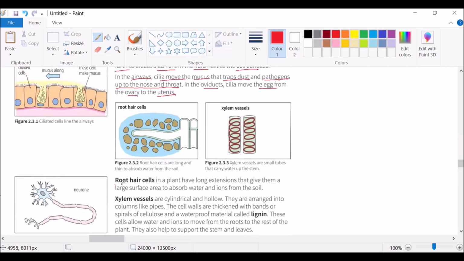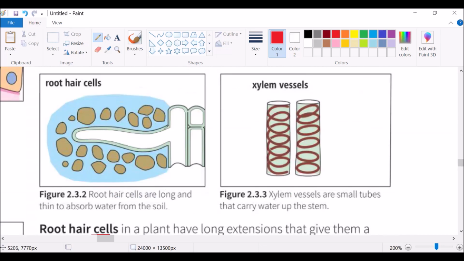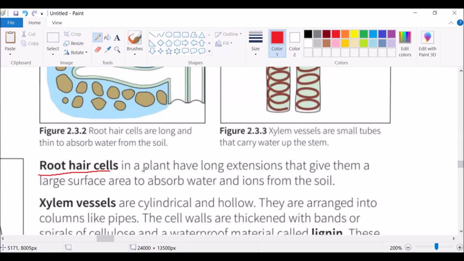Now we look at root hair cells. This is a diagram of a root hair cell. It has an elongated protrusion into the soil. These are soil particles, and this is the whole cell with a protrusion. Root hair cells in plants are found in plant roots and have long extensions that give them a large surface area to absorb water and ions from the soil.